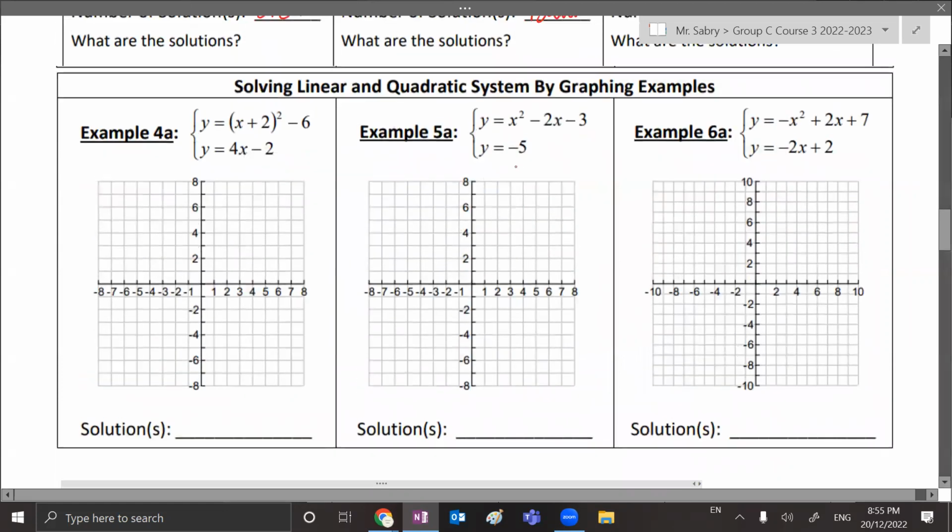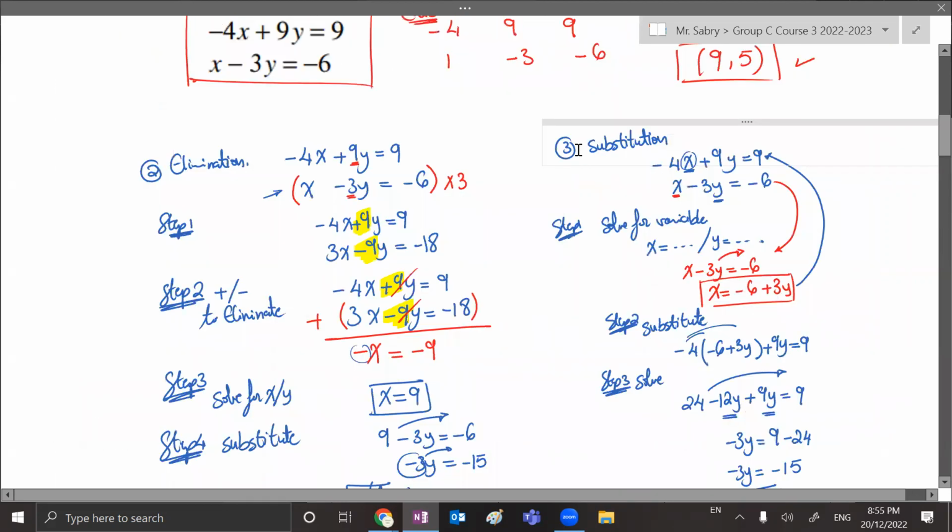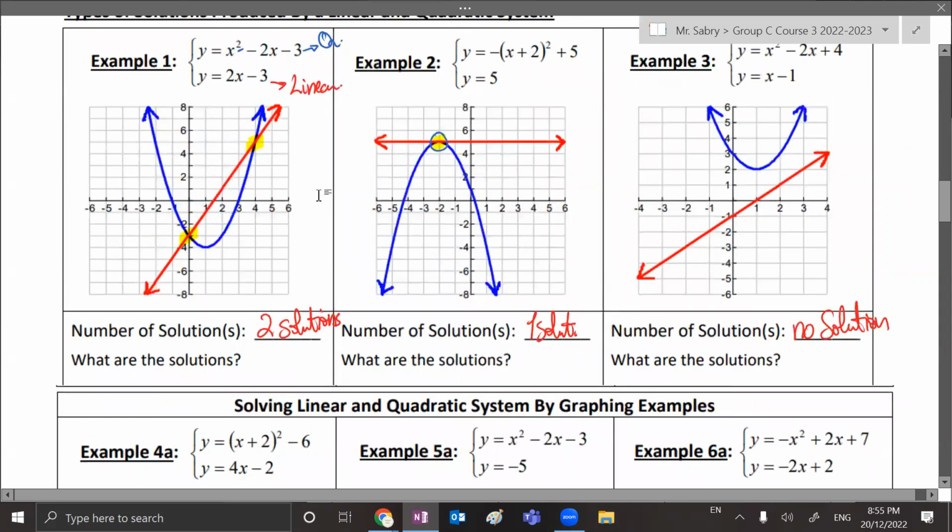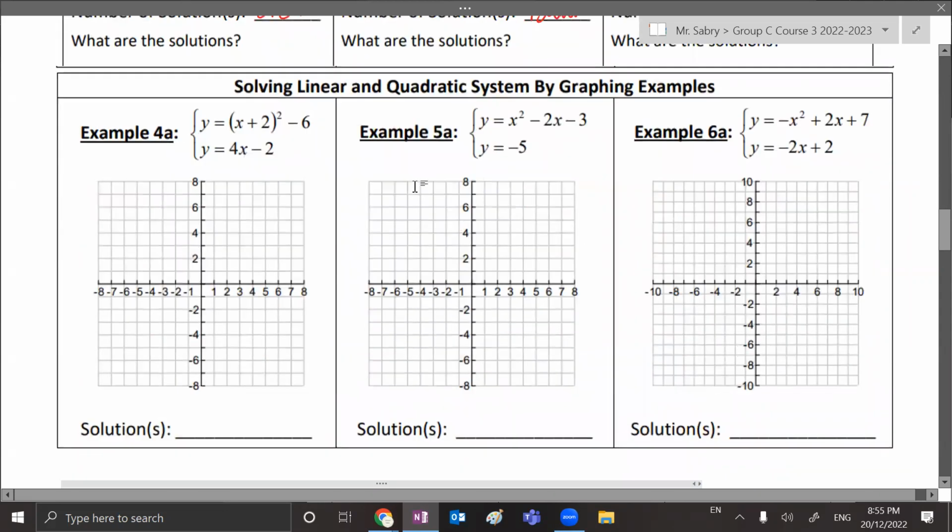So this is a good exercise. You have here (x plus 2) to the power of 2 minus 6 and y equals 4x minus 2, and we'd like to solve this. Instead of graphing, we'll use the substitution method that we already explained here. And in the first step in the substitution method, we're supposed to make y or x alone on one side. And if you look here, y is already alone, equal to everything. So all we need to do is to start substituting.